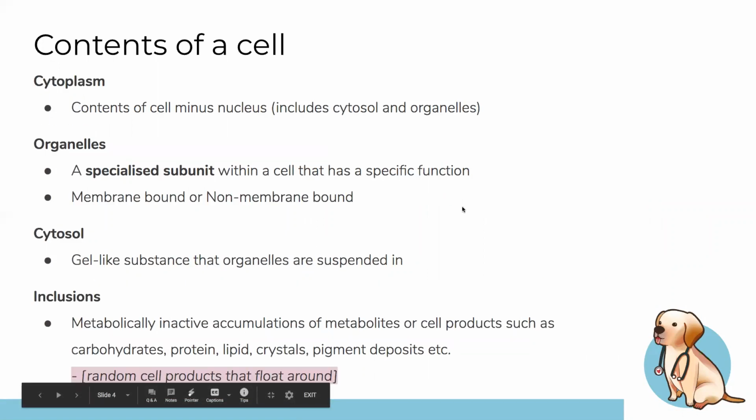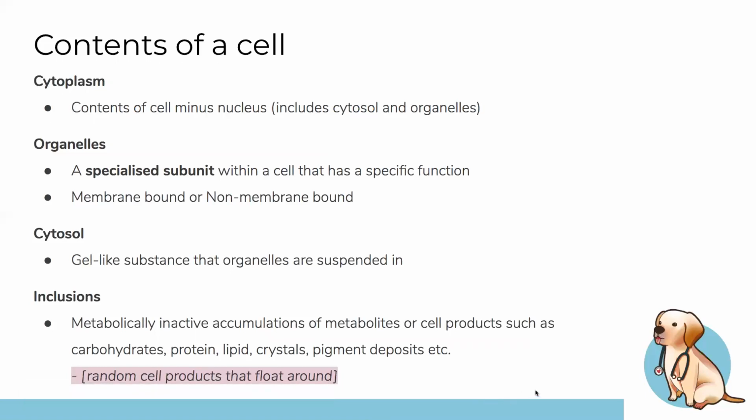So what's in a cell? This is an important distinction to make, mostly between the cytoplasm and the cytosol. The cytoplasm is everything that's in the cell, so that includes the cytosol and the organelles. The cytosol is just the gooey, gel-like stuff within the cell that organelles are suspended in, whereas the cytoplasm is basically everything in the cell. And organelles are things like mitochondria that have a function within the cell.